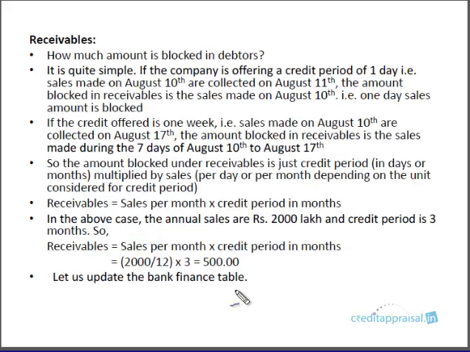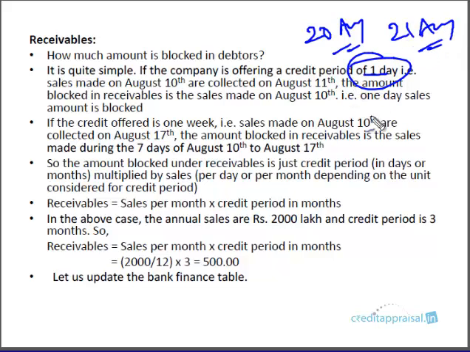Okay, let us see debtors. So how much amount is blocked in debtors? This is a very simple concept. So let us assume the company is offering a credit period of 1 day. 1 day means, let us say today is 20th August. If the company is going to make some sales today, it's not going to take the amount on 20th August, but it's going to collect that amount on 21st August. It is giving a credit period of 1 day. It means on the next day it's going to collect the amount.